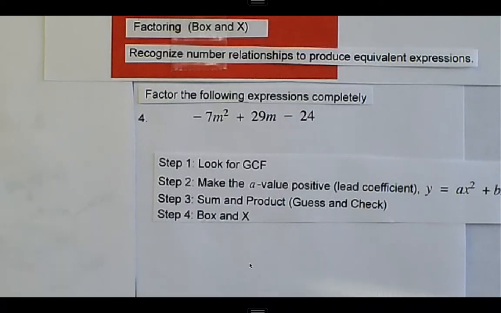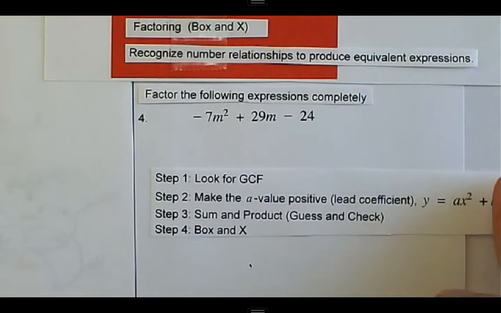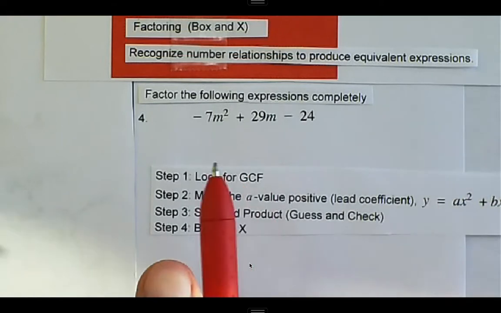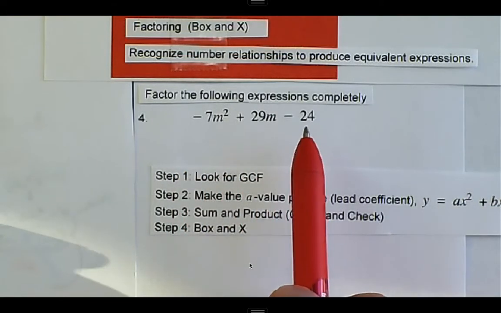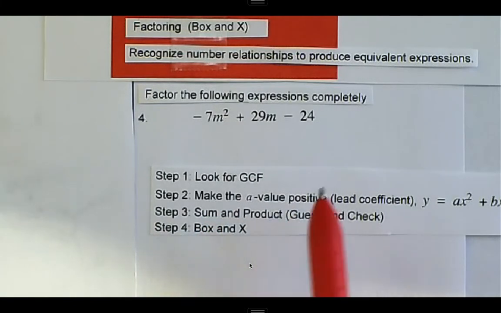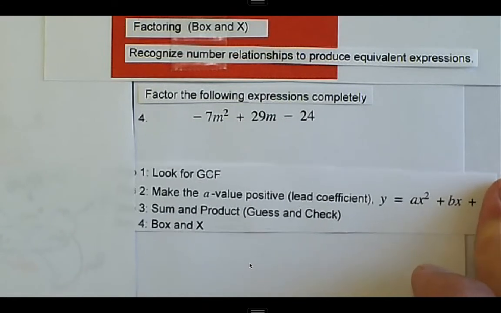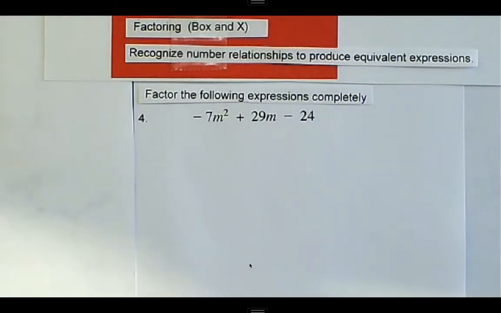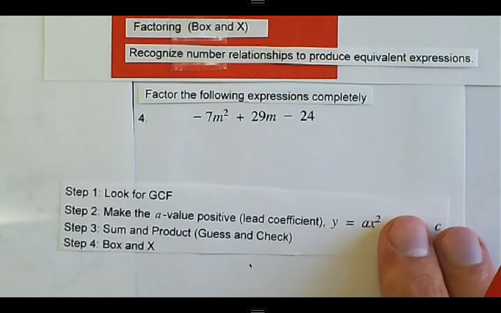Factoring using the box and X method, and we have to factor the following expression completely. So there's a few steps that we have to follow. The first thing is look for any common factors. In this case, we don't have any between the -7, the 29, and the -24. The next thing that we want to do is make sure that the a value is positive. So the a value in ax squared plus bx plus c, we want to make sure that that is positive.